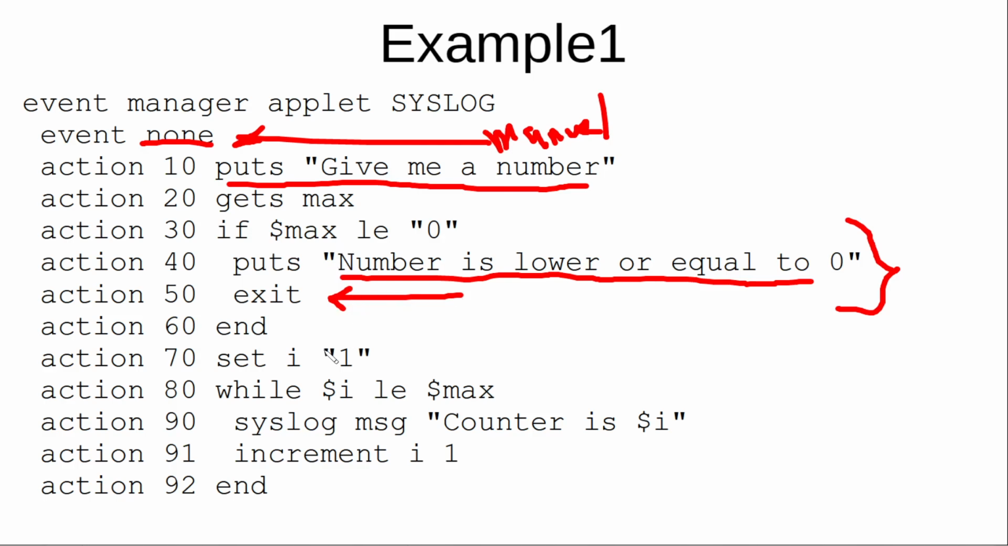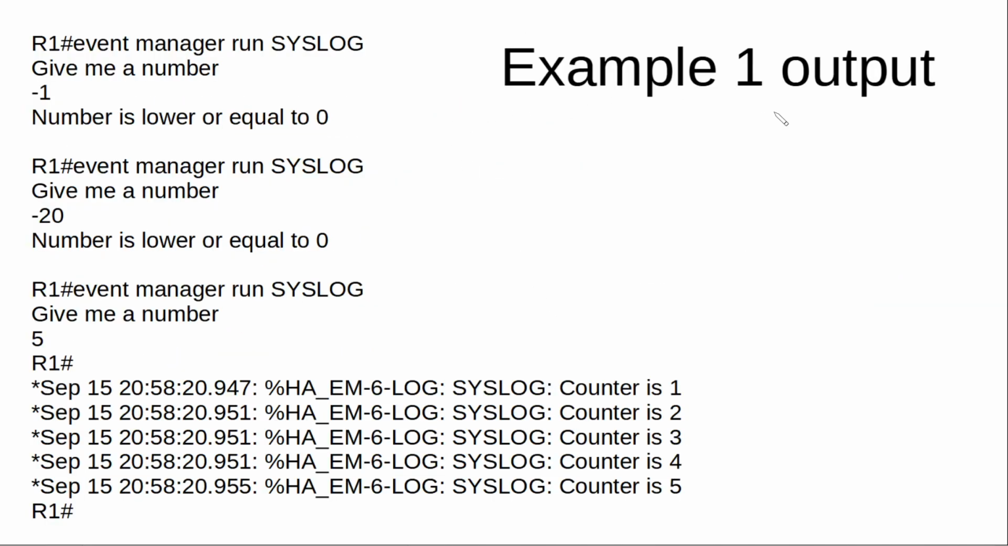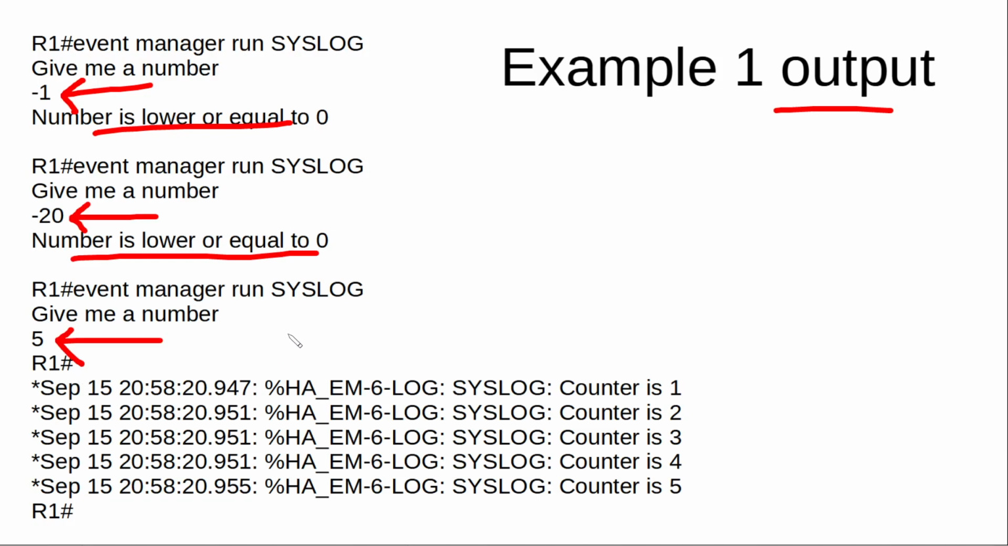If the number is valid, we will do a loop. At each execution of the loop, we will issue this message to the syslog. This is the output. Here the user gives an invalid number and we exit the program. We also give an invalid number and we exit the program. And finally, we give a valid number and repeat this message 5 times.